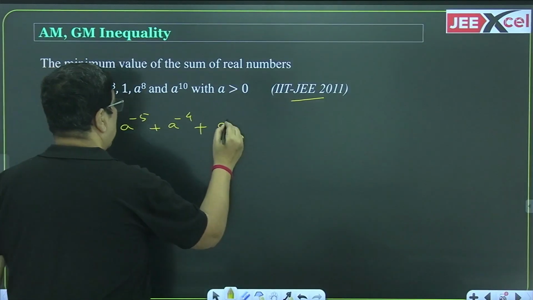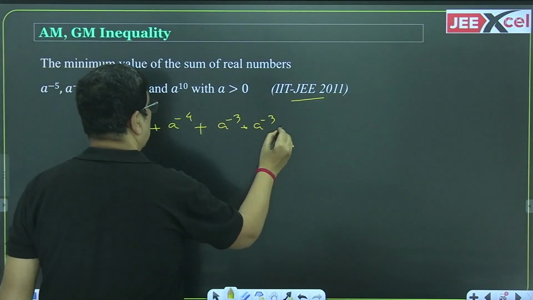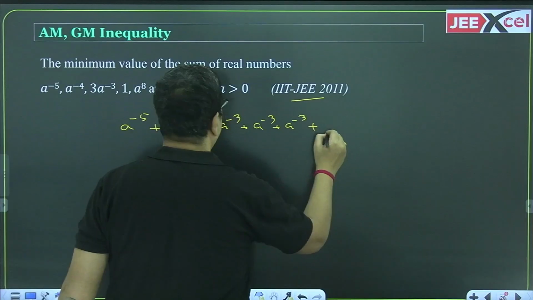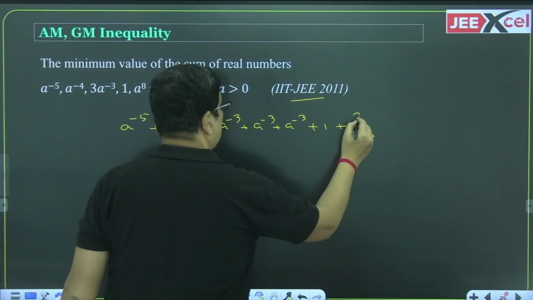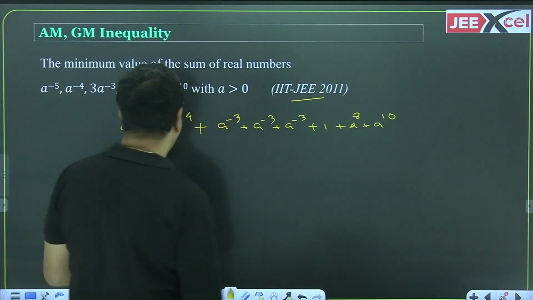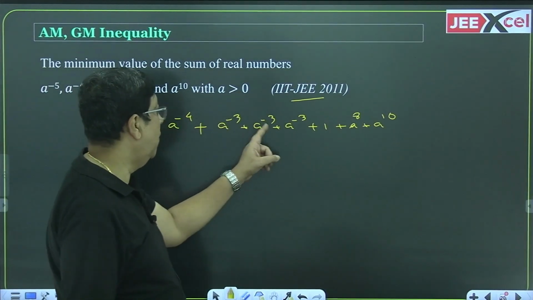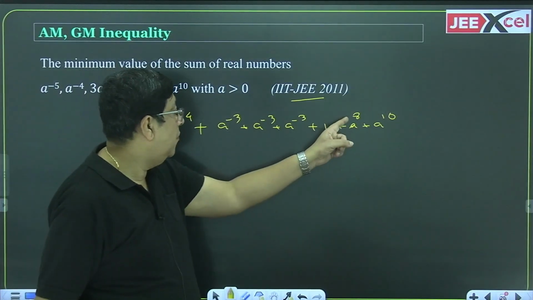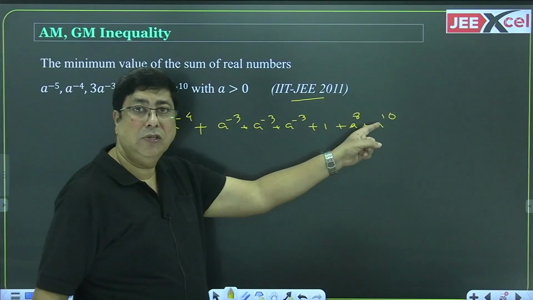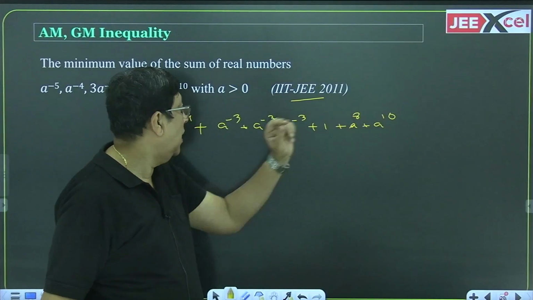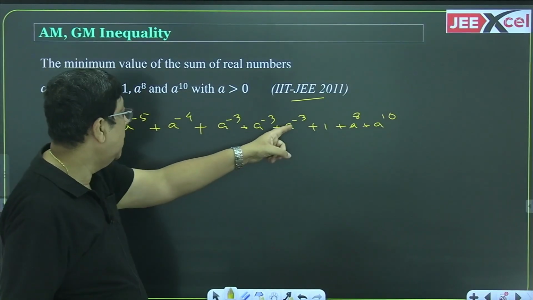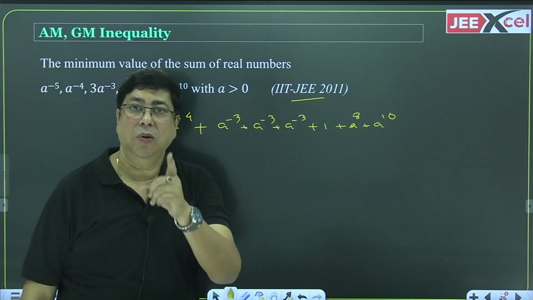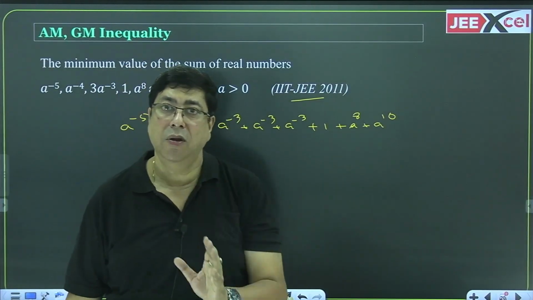Plus A to the power minus 3 plus A to the power minus 3 plus A to the power minus 3, since there are 3 terms of A to the power minus 3, plus 1 plus A to the power 8 plus A to the power 10. कितना number of terms? 1, 2, 3, 4, 5, 6, 7, 8. There are 8 terms. And अभी तुम देखो, if we add the positive powers, 10 plus 8, 18. If we add the negative powers, minus 3, minus 3, minus 3, minus 4, minus 5. So 18 is coming. So in this way we'll select. Our selection will be like this.